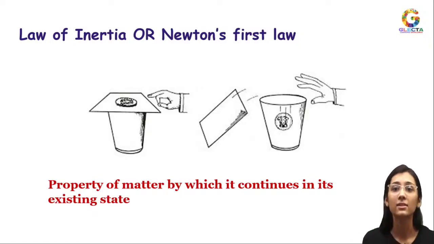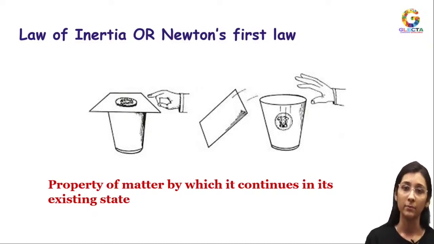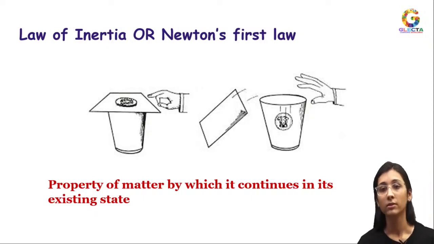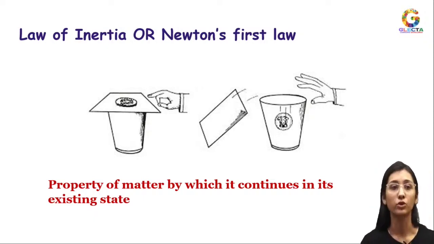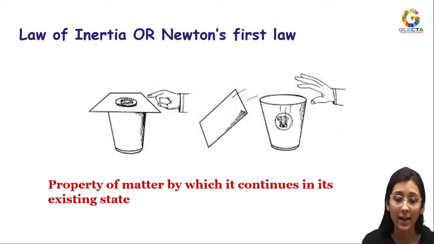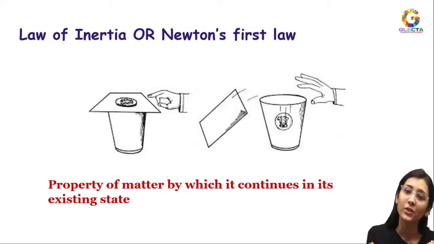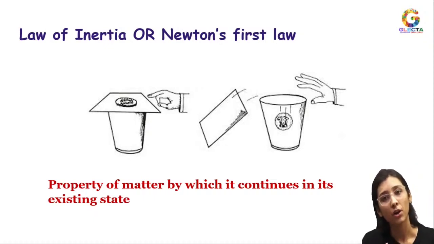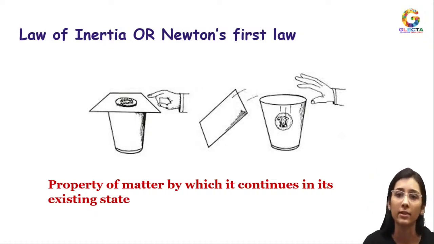in its existing state. That means if the state was at rest, the object will remain at rest. And if it was in motion, it will remain in motion. Till when? Until an external force is applied. Fine. Now over here, that is what I mean by inertia. Now you know, right? That is why it is called inertia, the law of inertia, or Newton's first law, you can say either.